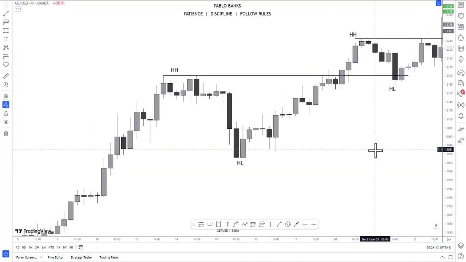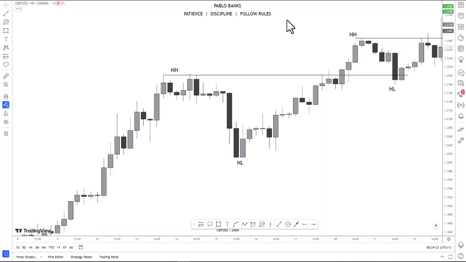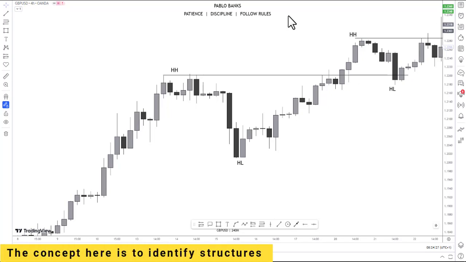So if you can break down market structure in the hours time frame, you can do it in the 1 hour time frame, and you can also do it in 15 minutes, 30 minutes time frame. The ideology here is about the structure, not about the time frame.